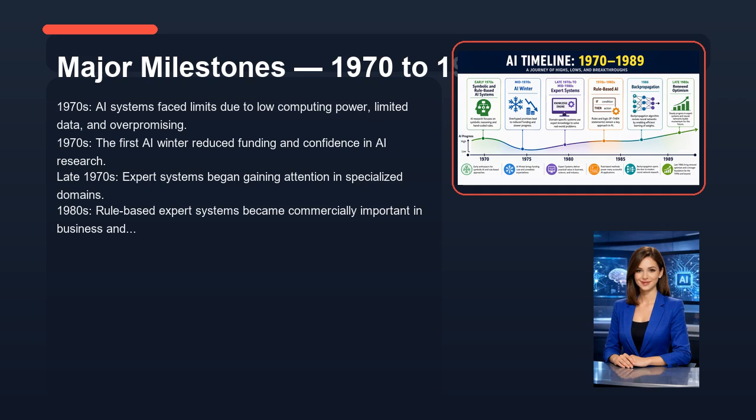1980s, rule-based expert systems became commercially important in business and industry. 1986, backpropagation helped revive interest in training multi-layer neural networks. Late 1980s, the cost and complexity of expert systems led to another slowdown in AI enthusiasm.